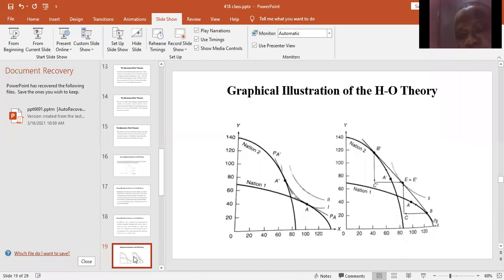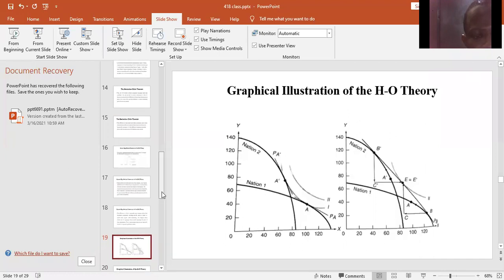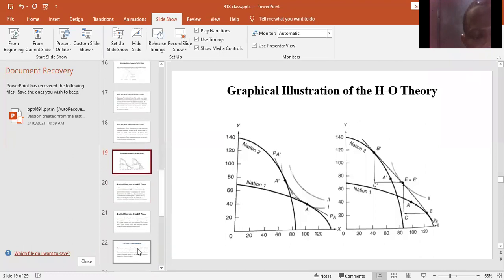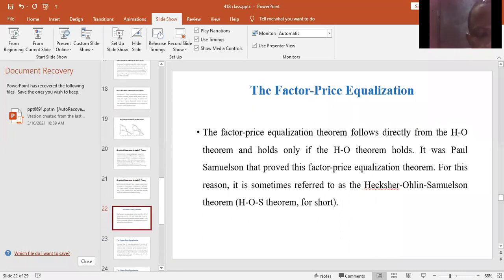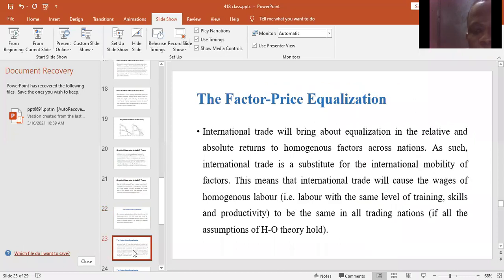That means as a result of the international trade, the two countries can now operate at a higher indifference curve, which depicts higher consumption for the two countries. The slides that follow basically explain all of this in more detailed form, and you can actually read them up to have a better understanding of what I just explained to you.